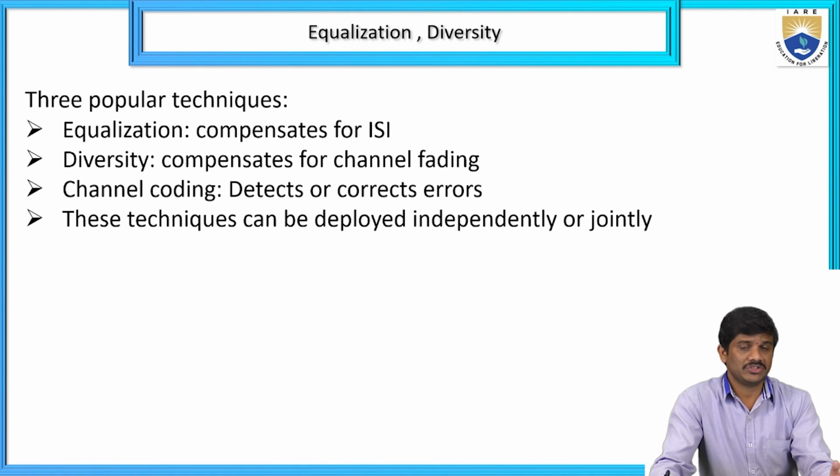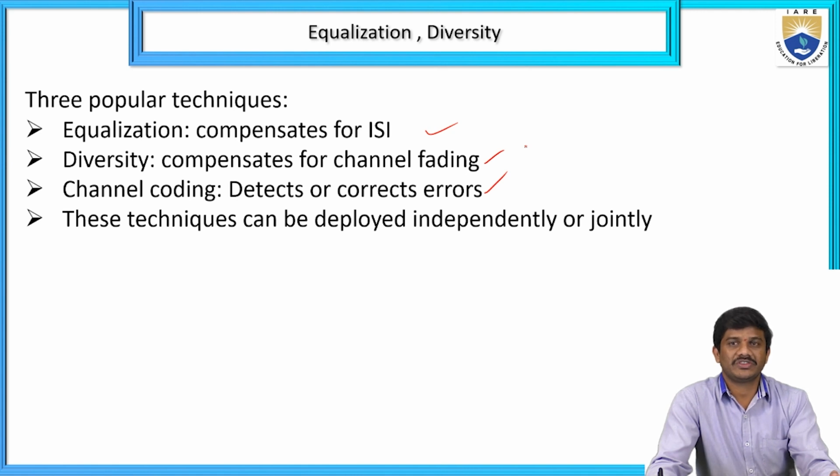In the previous semester we discussed what analog modulation schemes and digital modulation schemes are. There we use different types of channel coding. With the help of channel coding, we can detect or correct the errors. These are the three popular techniques for equalization and diversity.